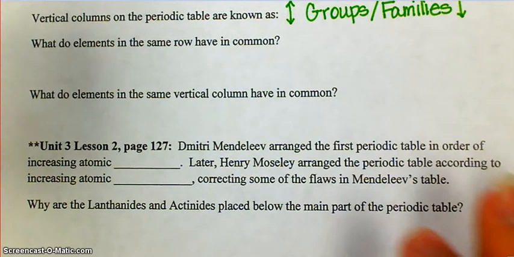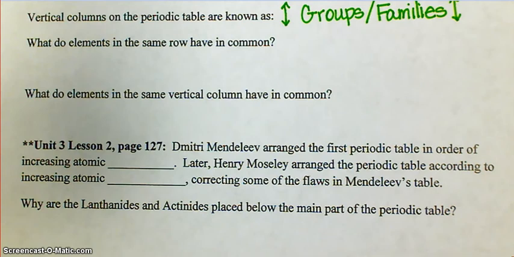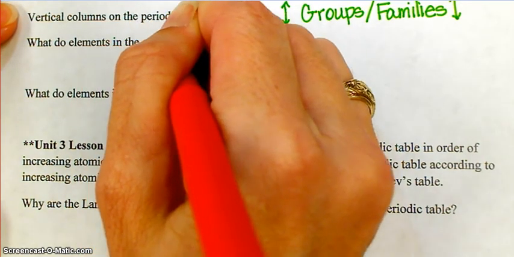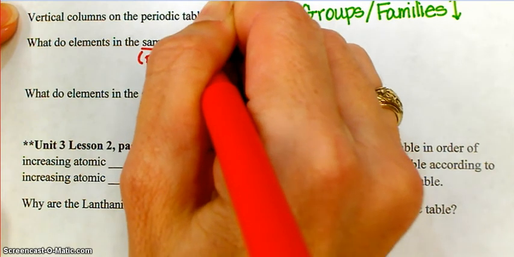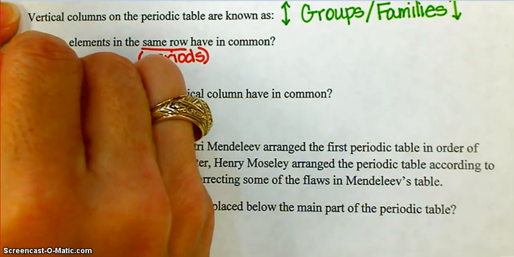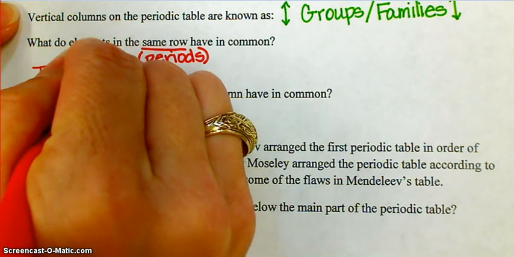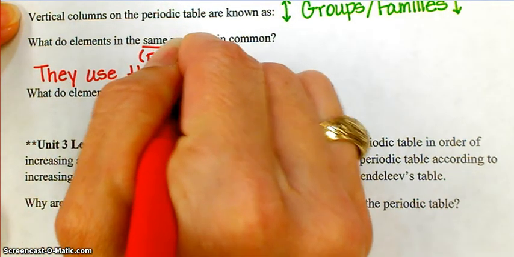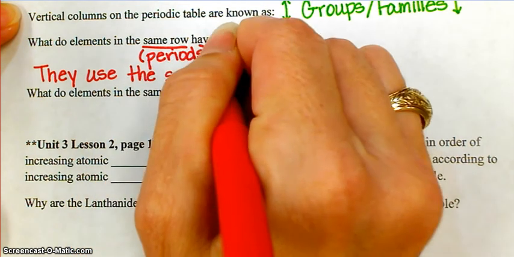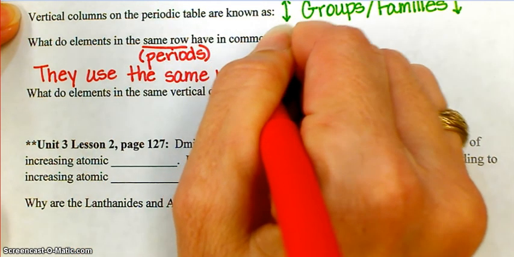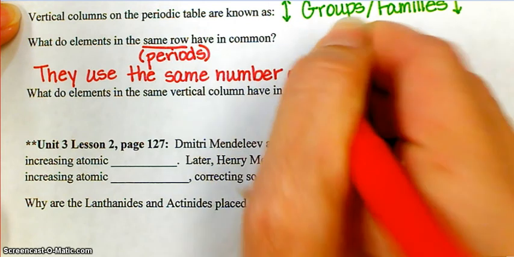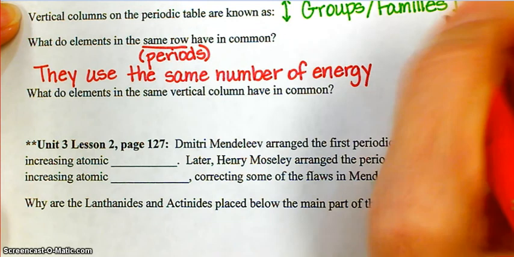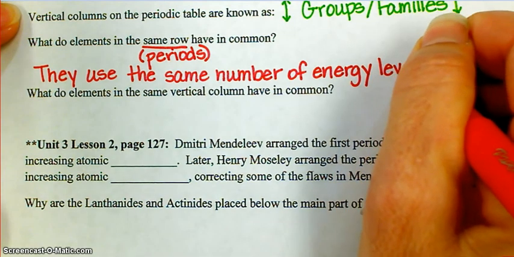All right. So what do elements in the same horizontal row have in common? All right. So the same row, remind yourself that that is periods. So they use the same number of energy levels for their electrons.